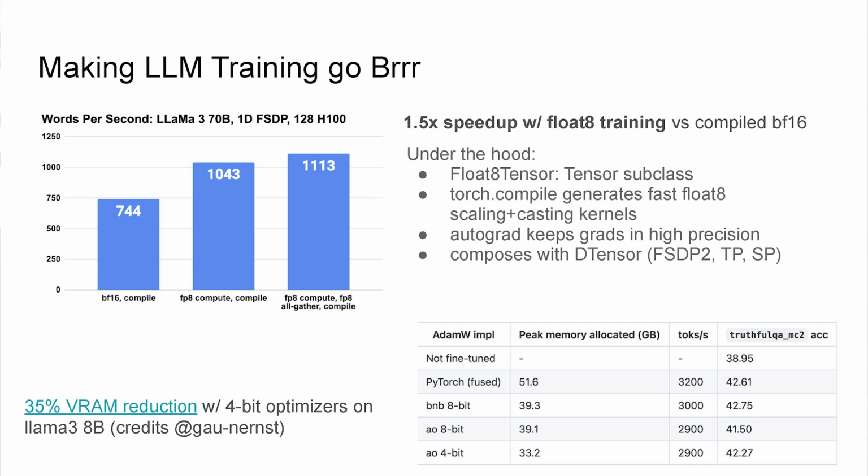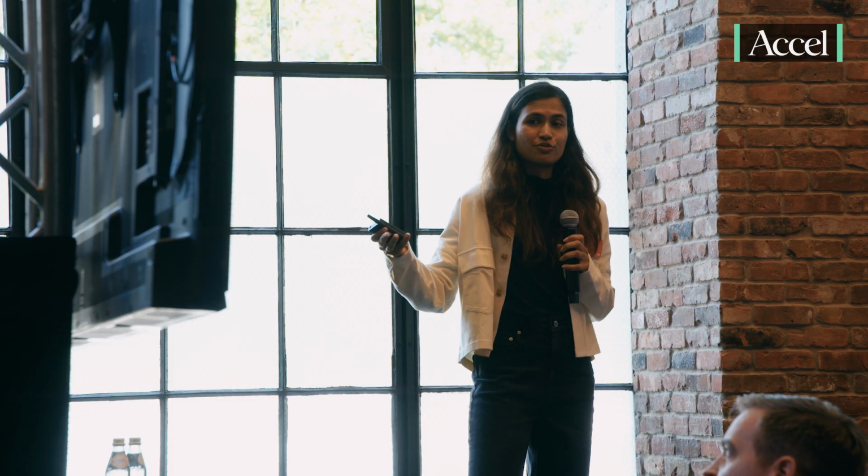Inspired by bitsandbytes, we wrote low-bit optimizers in PyTorch in a few hundred lines of Python code. So we have 4-bit and 8-bit optimizer support in torchao. And it's pretty good, like we see a 35% VRAM reduction on the Llama 3 model with them. And the performance is also pretty good.